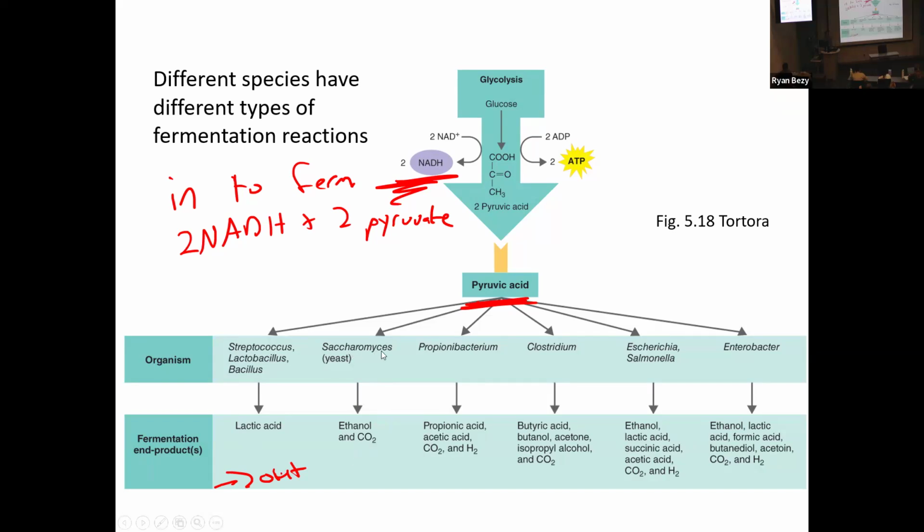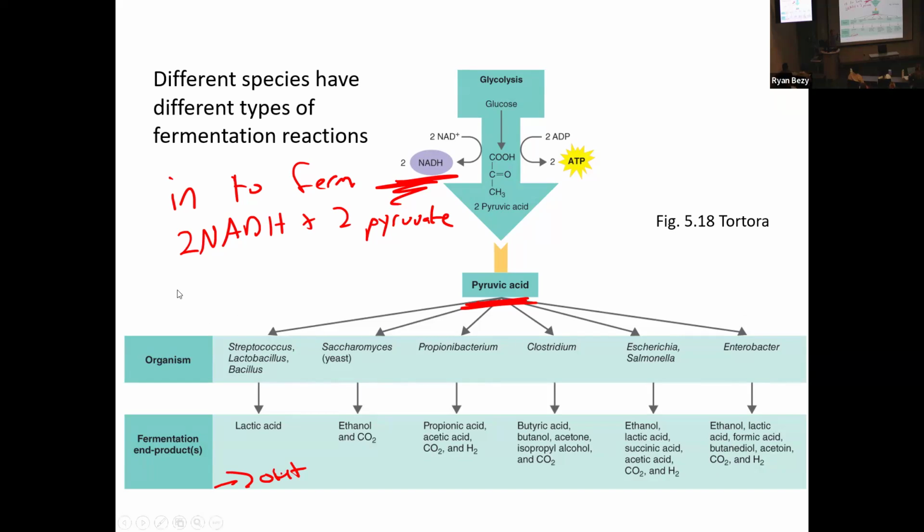Things like Saccharomyces cerevisiae, baker's yeast, do a type of fermentation that makes ethanol and CO2 gas at the end of it. Propionibacterium produces propionic acid, acetic acid, CO2. Clostridium makes these fermentation products. Escherichia coli, Salmonella make these fermentation products. Enterobacter species make these fermentation products. Different species of bacteria do different kinds of fermentation and different fermentation products.